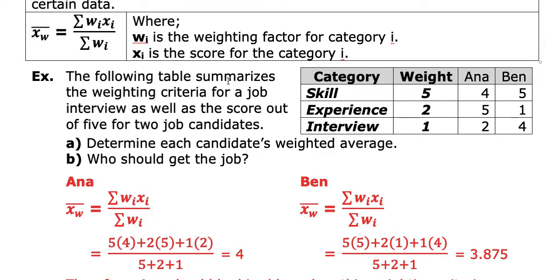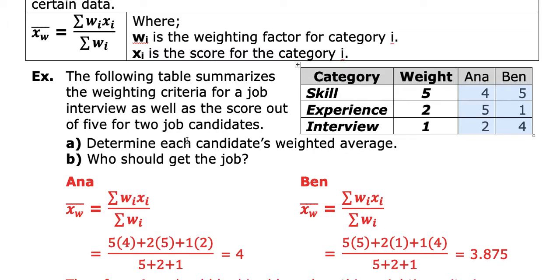The following table summarizes the weighting criteria for a job interview, as well as the score out of 5 for the 2 job candidates. So there's 2 candidates, Anna and Ben. The weighting for each of the different categories is given here, and it seems like there's a lot of interest in actual skill for this job. But the scores that they have, our X values, are listed here.